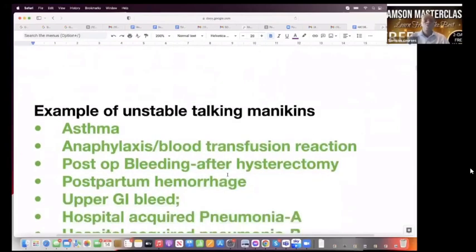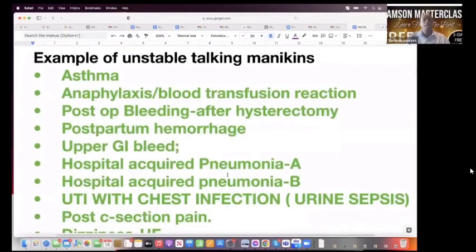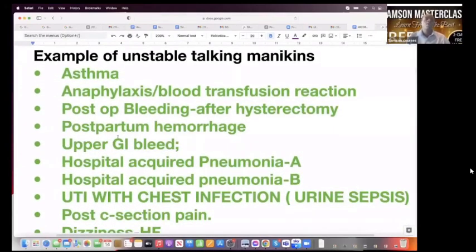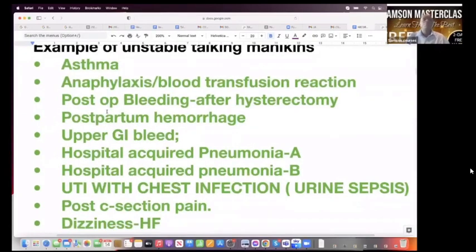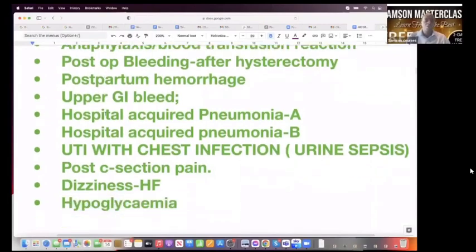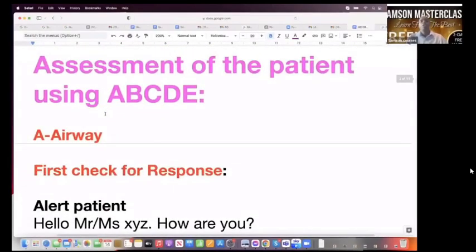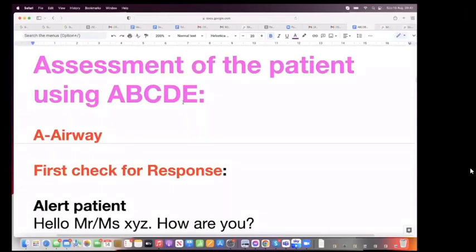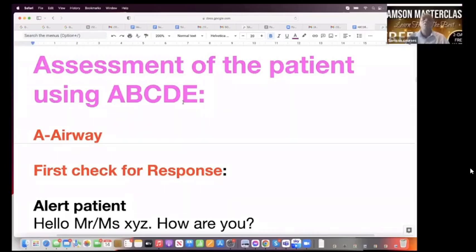Now, we do have many scenarios that we need to look at in terms of how to approach them. As you can see on the screen, there are many scenarios. So what is the main task for us today? The main task for us today is assessment of the unwell patient using the ABCDE algorithm. And usually when you are assessing unwell patients, examiners are interested to see how you apply the ABCDE.